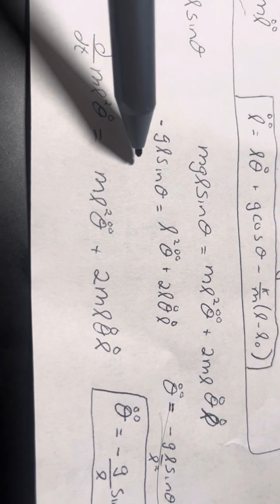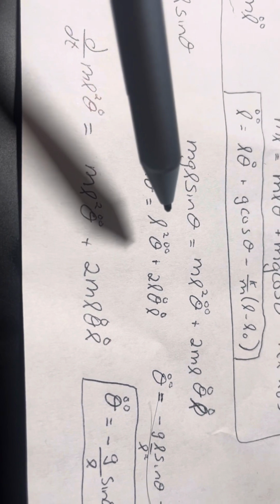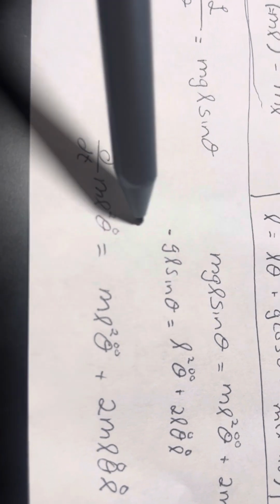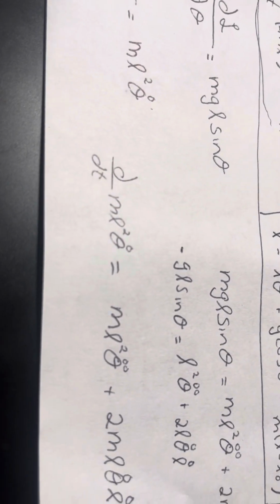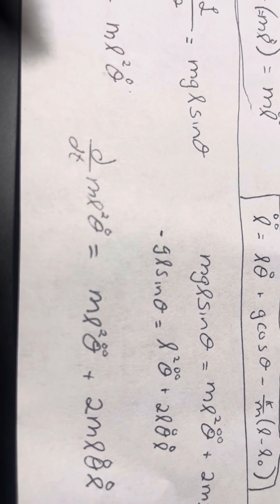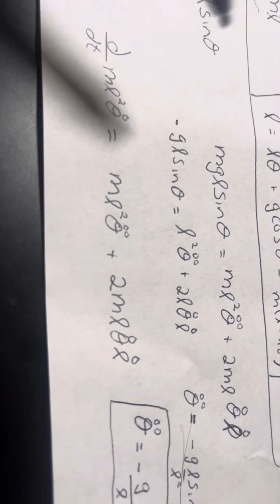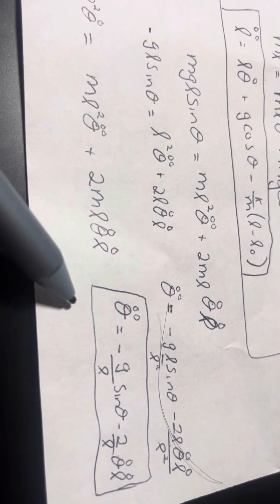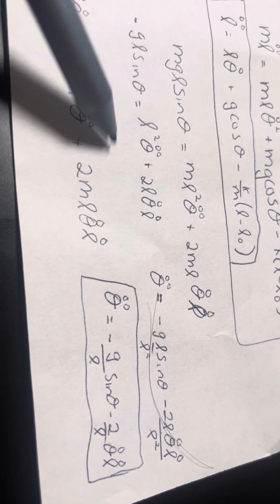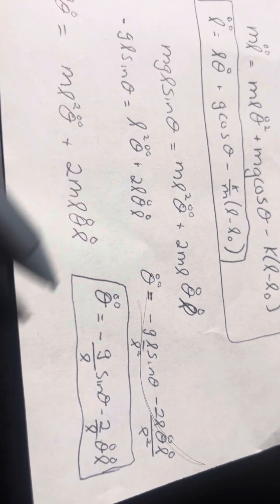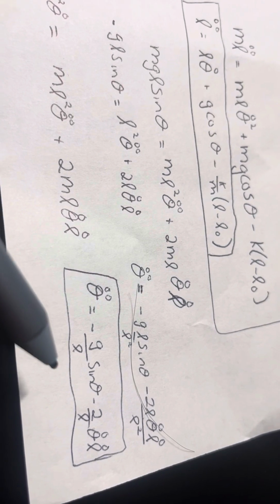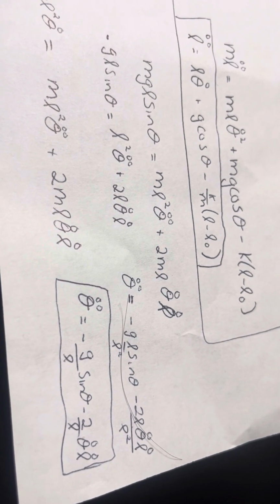You have negative g L sine theta is equal to L squared theta double dot plus 2L theta dot L dot. And I'm pretty sure this is supposed to be positive sine theta, yeah, I think. And then when you rearrange this formula in terms of theta double dot, moving this over and dividing by L squared, you get theta double dot is equal to negative g sine theta divided by L minus 2 theta dot L dot divided by L.